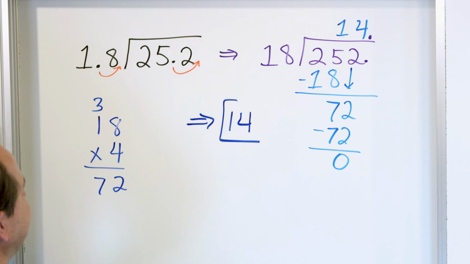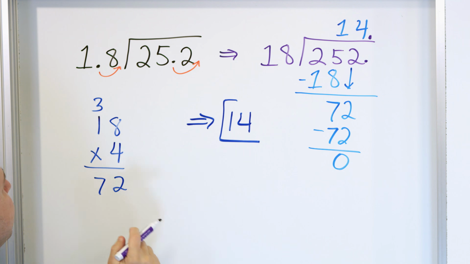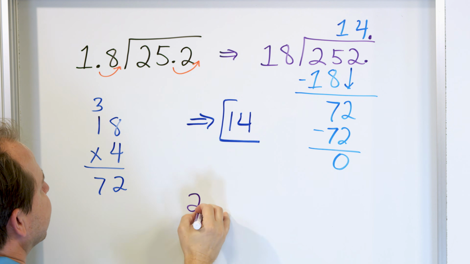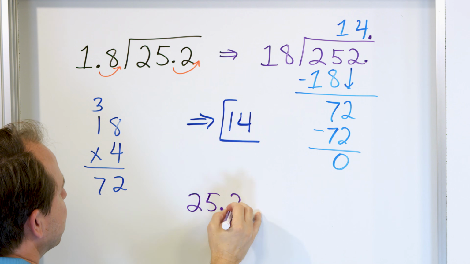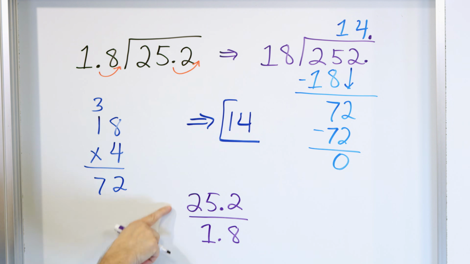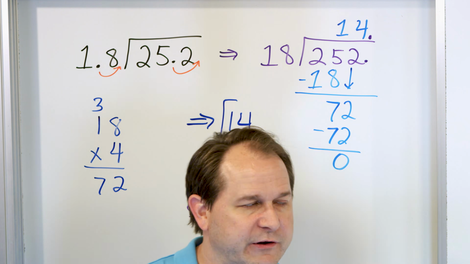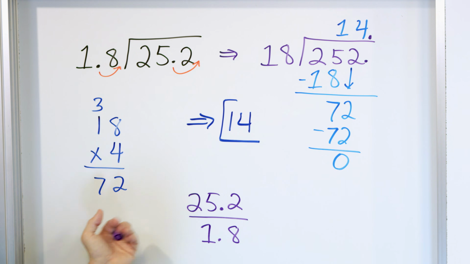Now, I want to answer a question. People ask me, why can we move decimals like this? Well, let's think about what this means. 25.2 divided by 1.8. We can write that as a fraction. 25.2 on the top divided by 1.8. Because remember, anytime you write a fraction, it's the same thing as division. All fractions are division. So if I see a division problem, I can write it as a fraction.